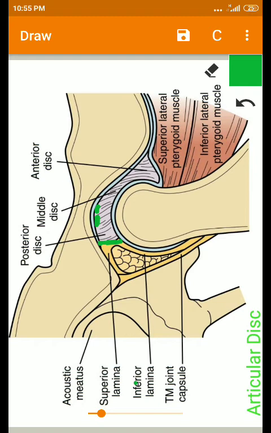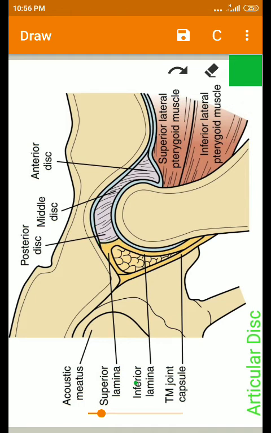So, for such a function it has to perform, it has some supporting attachments on the anterior side, posterior side, medial and lateral side. Now we are going to see those attachments on the articular disc in the temporomandibular joint. The disc within the temporomandibular joint has a complex set of attachments.